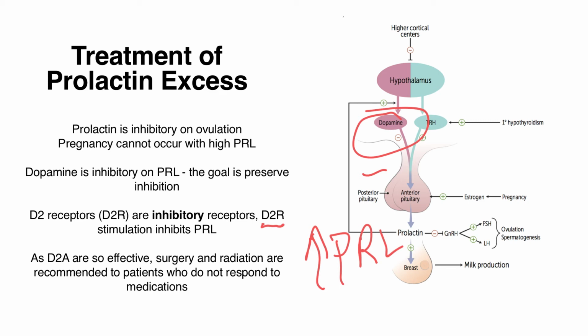And in this case of prolactin excess, even though we generally have adenomas that drive hypersecretion, the D2 agonists are so effective that surgery and radiation are recommended only to patients who don't respond to these medications or, for whatever reason, cannot take them. That means surgery and radiation are not the first treatment like we would see with growth hormone. In the case of prolactin excess, the first choice are dopamine agonists.